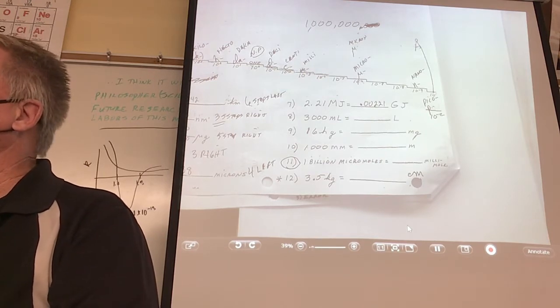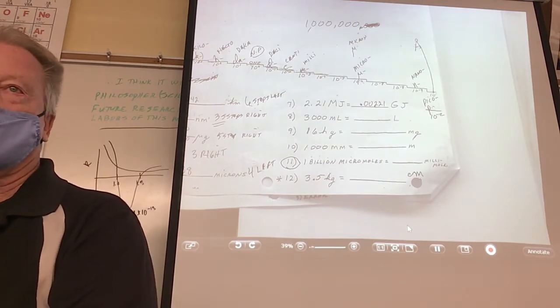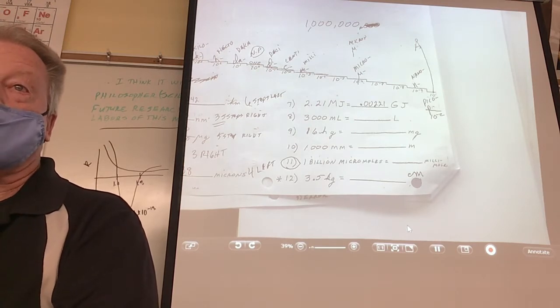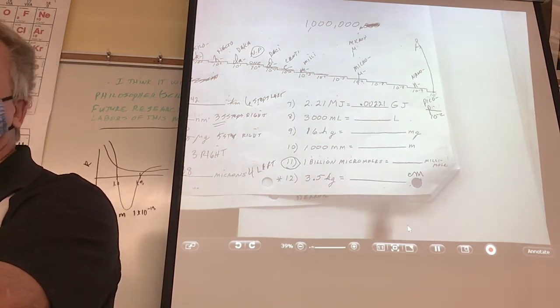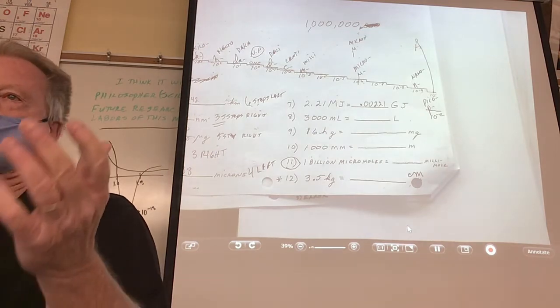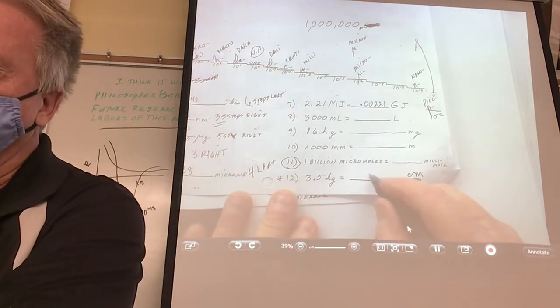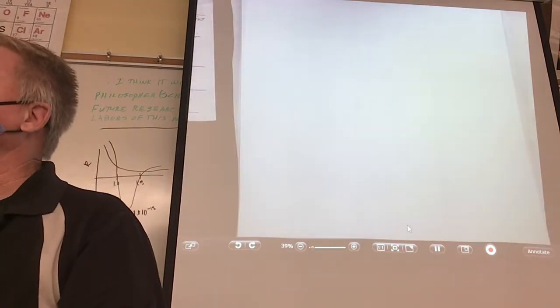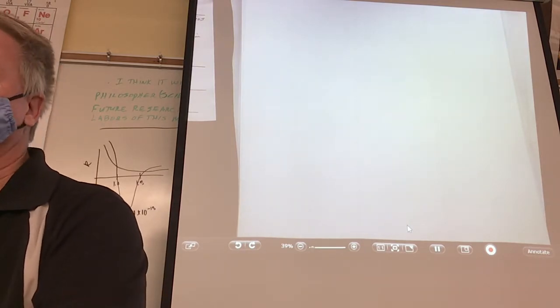You can't do it. You can't do this one. Oh, I looked at the prefixes, but this says kilograms. You change it to what? Centimeters. I can't do that. Yeah. Can't do that. Come on. Okay. I threw that in there just to see if you're paying attention.